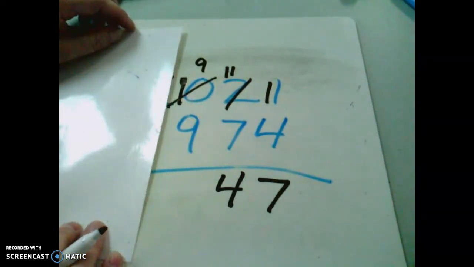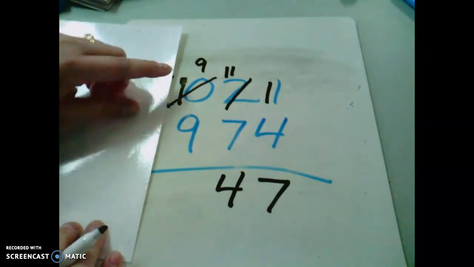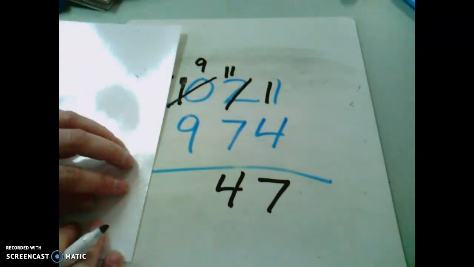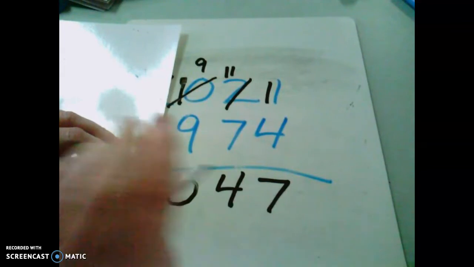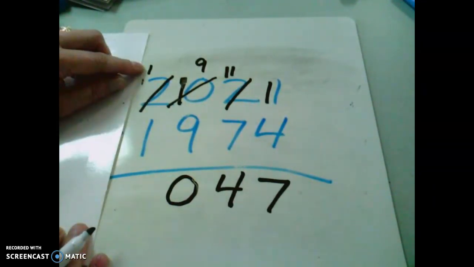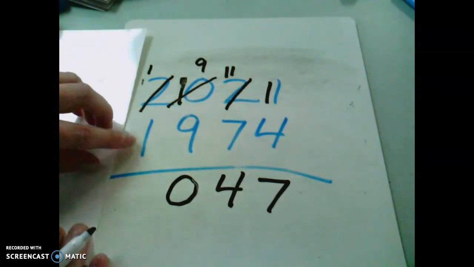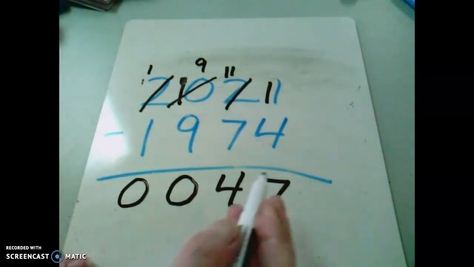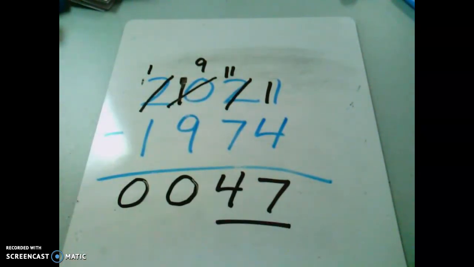Okay, now to our hundreds column. Well, we don't have a 0 anymore because we made it a 10 and we borrowed 1, so now it's a 9. What is 9 minus 9? That's a 0. And let's go to our last one. Oh, we don't have 2 anymore. We have a 1. And I know that 1 minus 1 is also 0. So the answer to my problem is 47.